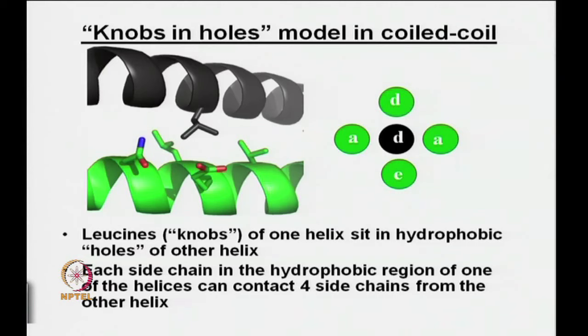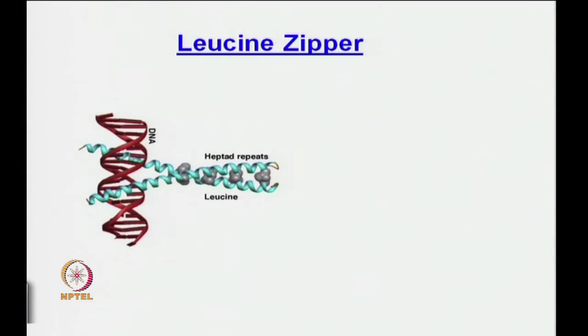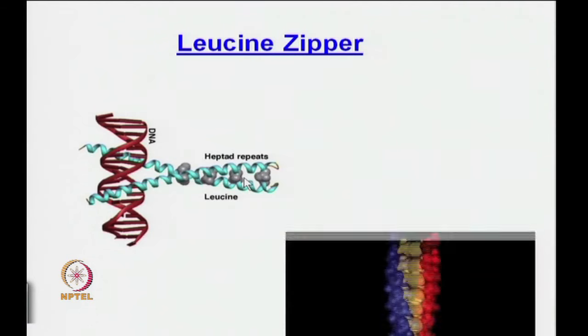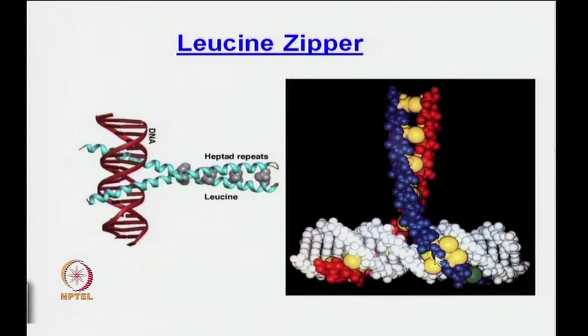So, in a nutshell, this is the packing. Okay, this is the packing. This is the knobs in holes model that goes on in a typical leucine zipper motif. Okay, so again we are looking at the leucine zipper. This leucine zipper, the GCN4 coil, binds to DNA. So, this is the DNA. You can see the heptad repeat, and these are the leucines, right. These grayish spheres are the leucines, and there is one more way you can look at it. Again, here you can see this DNA, and these are the two coil helices with the leucines in between. Okay. So, this is typically what we have been looking at in the previous few slides.